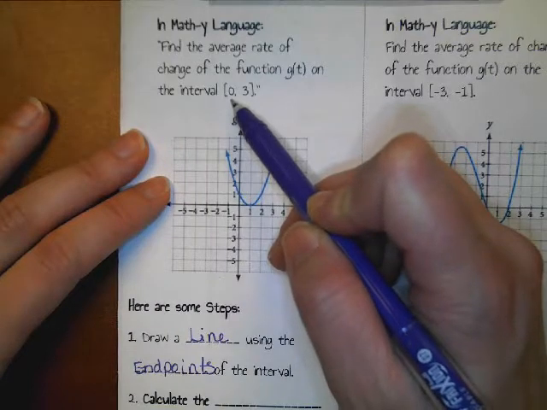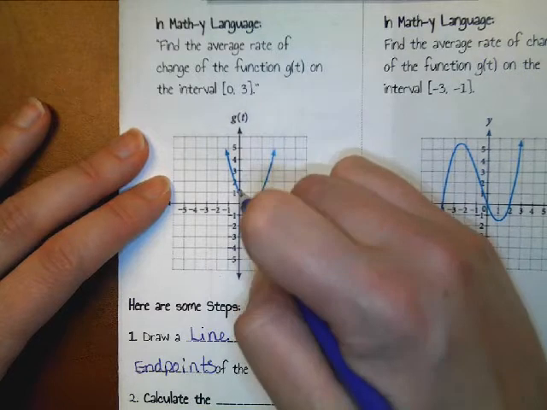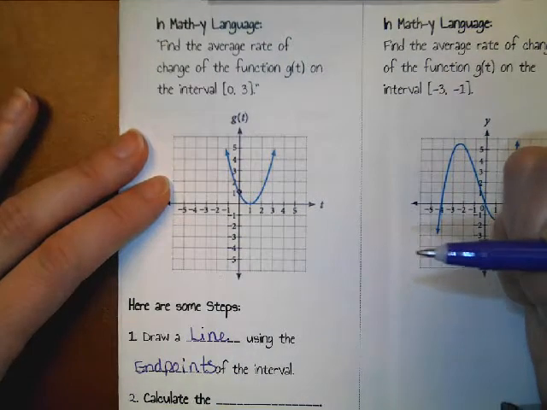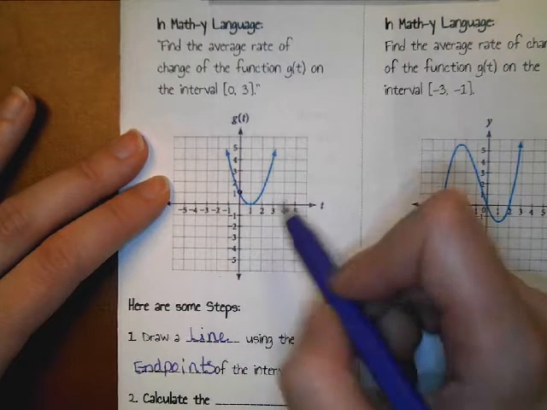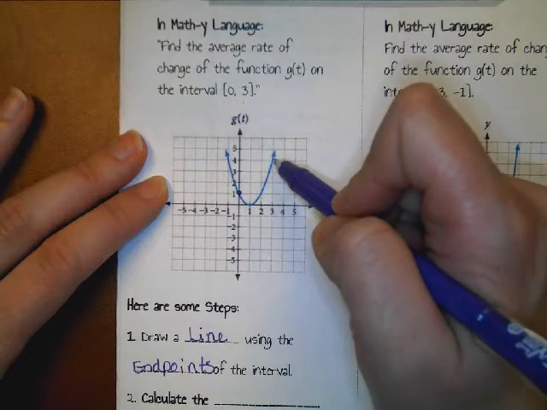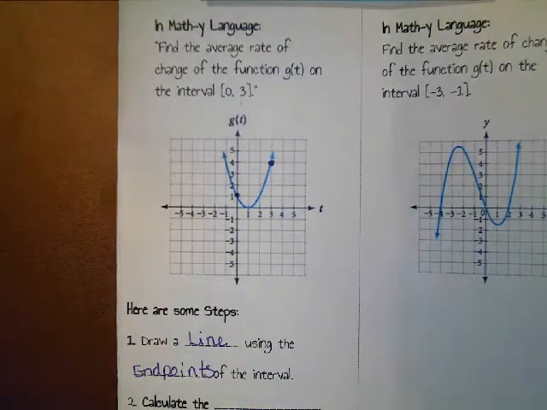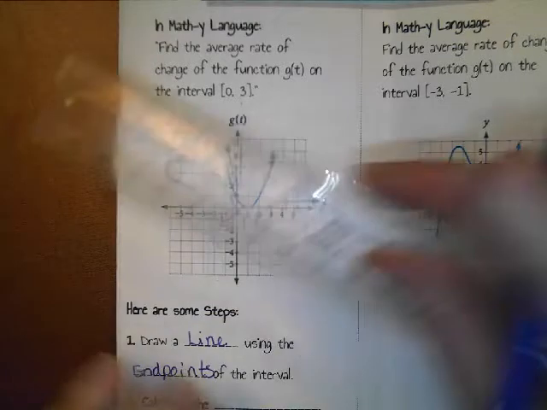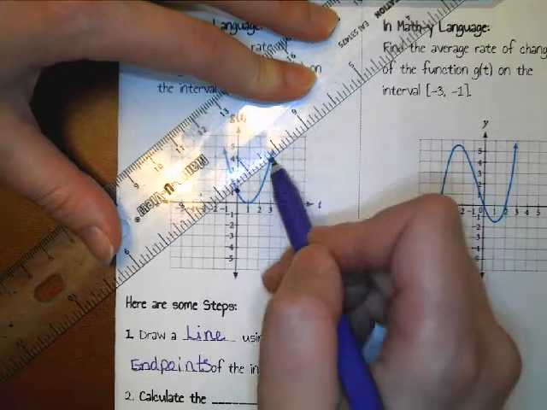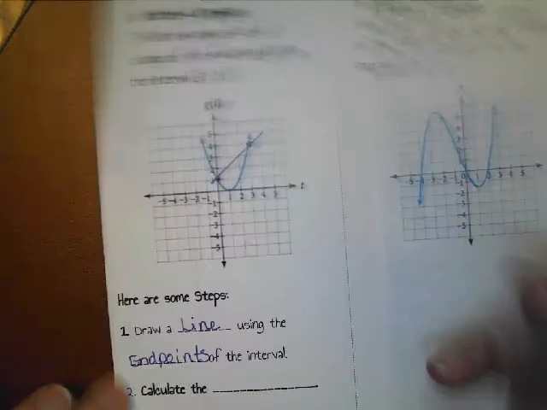When x, or in this case t, when t is 0, that is right, this point right here. Yes, the output is 1, okay? And then when t is 3, the output is 4. So then take that and let's draw a line. All right. So the line connecting those two.